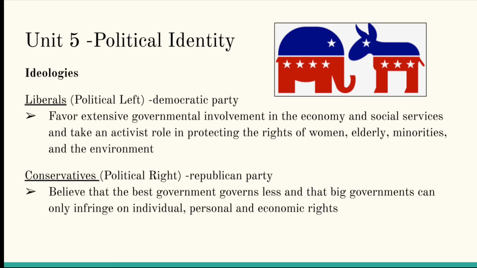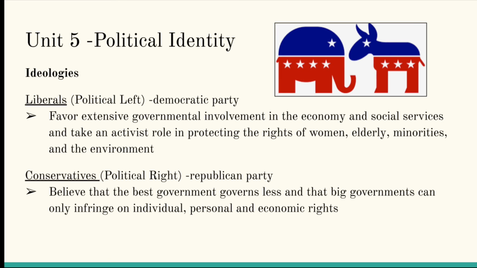Unit 5, Political Identities, specifically ideologies. First off, we have the liberals, who are the political left, and they tend to vote for the Democratic Party. Liberals usually favor extensive governmental involvement. Next, we have conservatives, who are the political right and tend to vote for the Republican Party. Conservatives believe that the best government governs less and that big governments can only infringe on individual, personal, and economic rights. Political ideologies are important to know because they tend to line up with a certain political party. And citizens need to know this information in order to vote for leaders who represent them and their ideas.